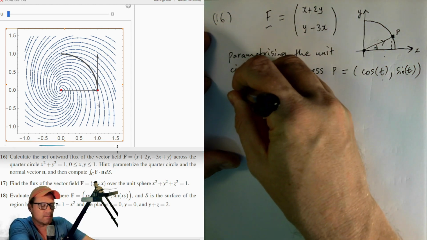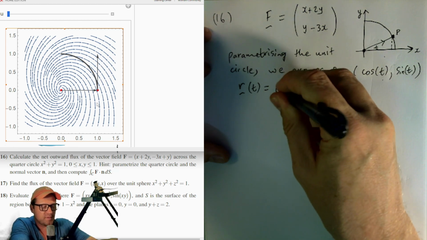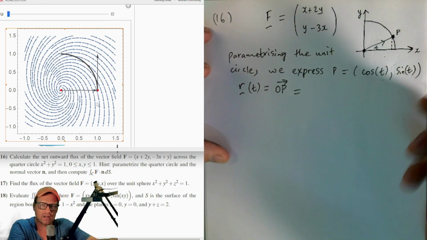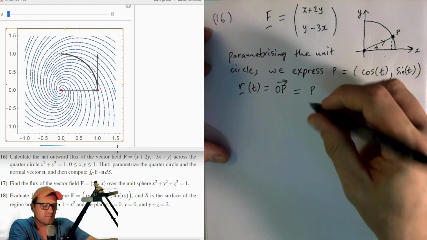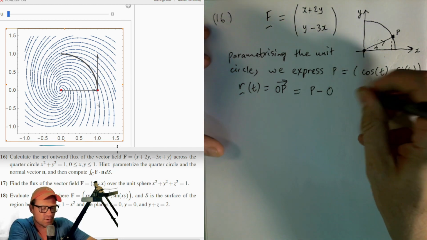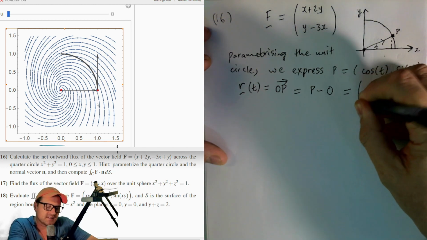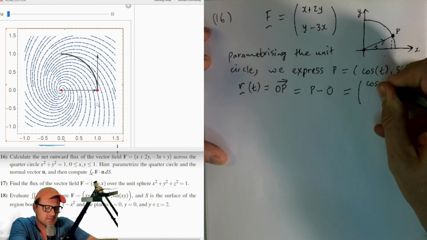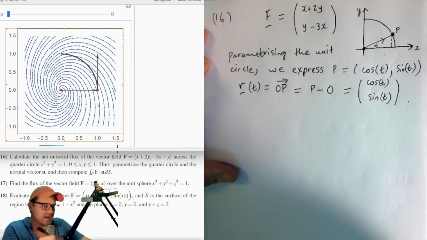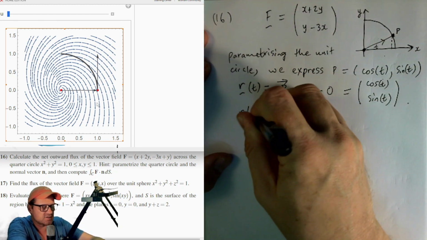And so r is the vector from the origin to P. It's OP, which we can calculate using the description of the point. So P minus O written as a vector. And so written as a vector, since we are subtracting 0 and 0, let's write this as a column, cos t, sine t. All right, now differentiating this, we have r dash of t.